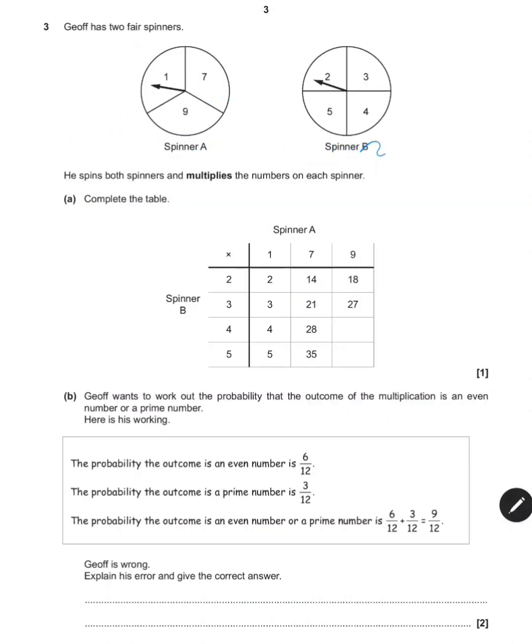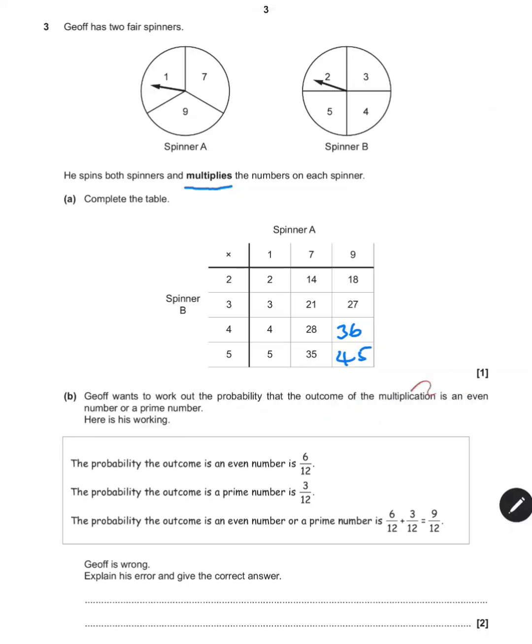Question 3, we've got two spinners A and B being spun, and when they spun, the numbers are multiplied together. We just need to complete this table. So I need to do 9 times 4, which is 36. And then I need to do 5 times 9, which is 45.